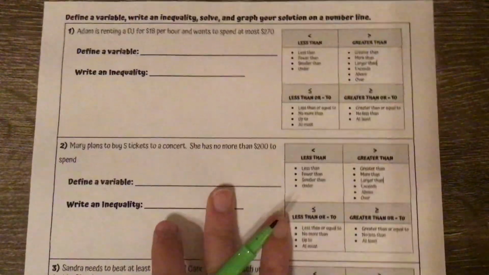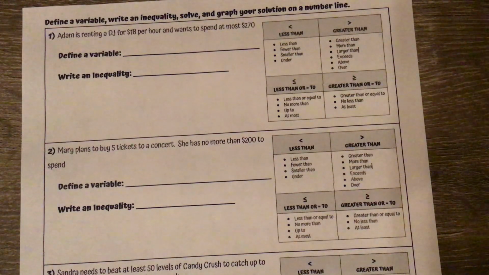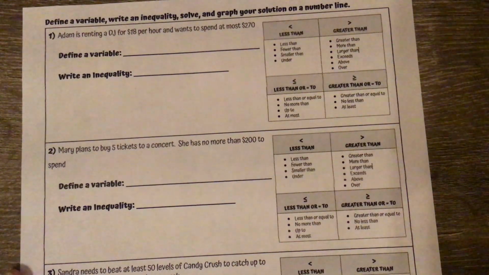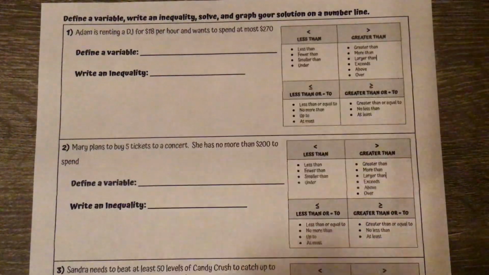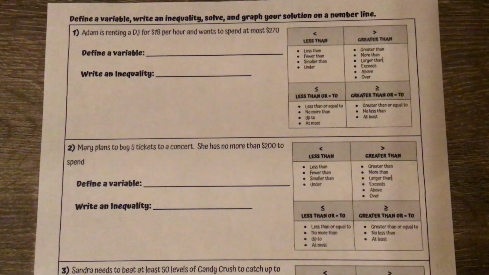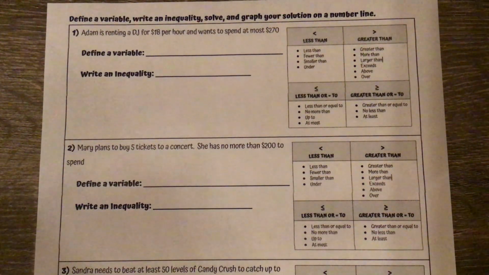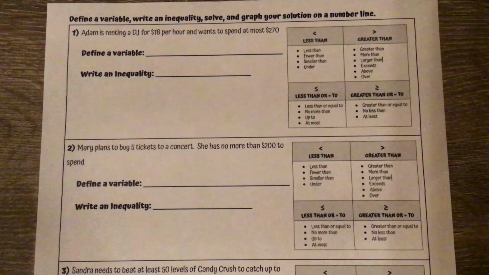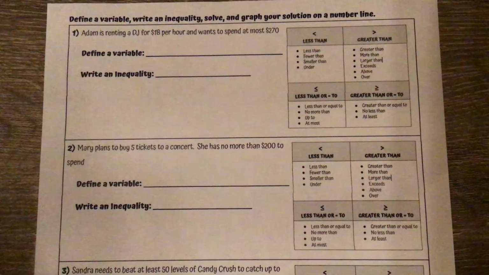Now, the last part, we're going to look at writing inequalities. So we have kind of shrunk down this little chart to help you and put it next to each problem so you can use it for solving all of these. So Adam is renting a DJ for $18 per hour and wants to spend at most $270.